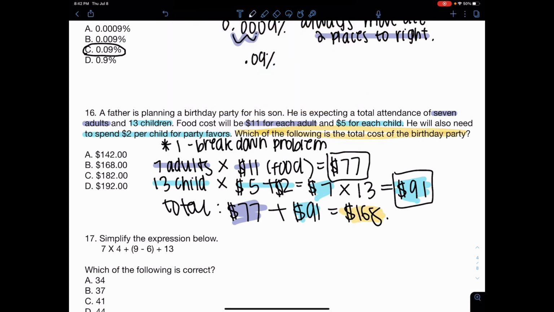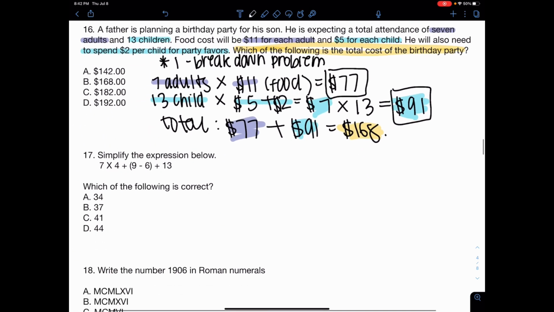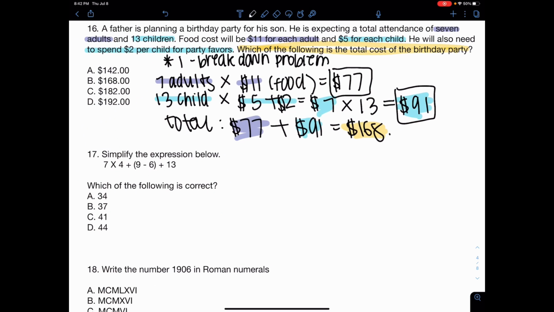Okay, and now again, my notes are not this sloppy. I promise. Alrighty, let's see the next question.